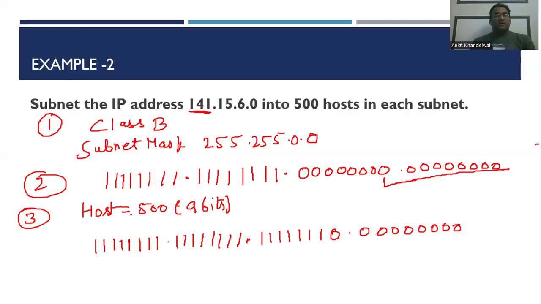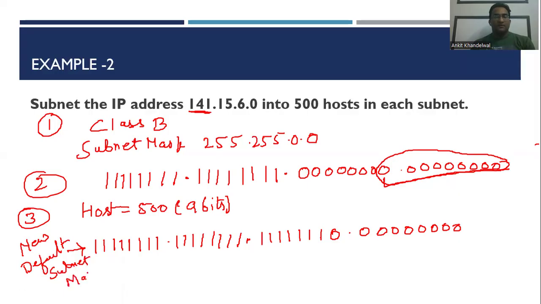Okay, again, for 500 hosts, the minimum bits required are 9 bits, because when we convert the decimal number 500 into binary, the minimum number of bits required will be 9. What we have done, in the default subnet mask, we preserve the last 9 bits. We are not going to change these 9 bits. The rest of the bits will be changed to 1. This will be the new default subnet mask.